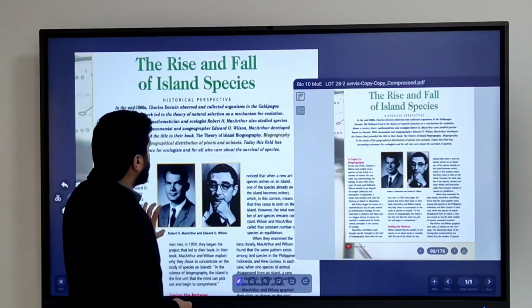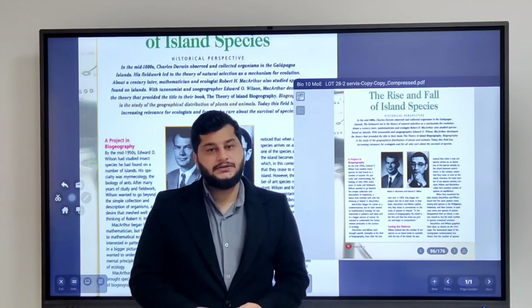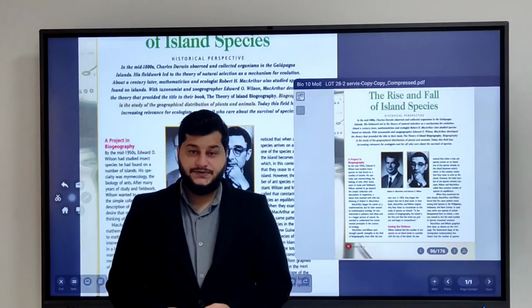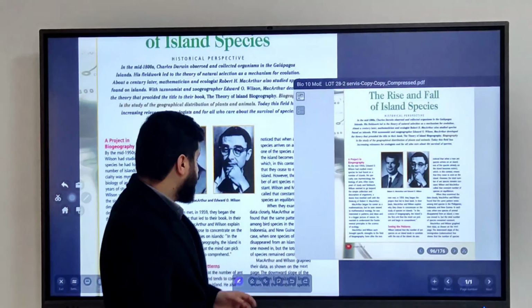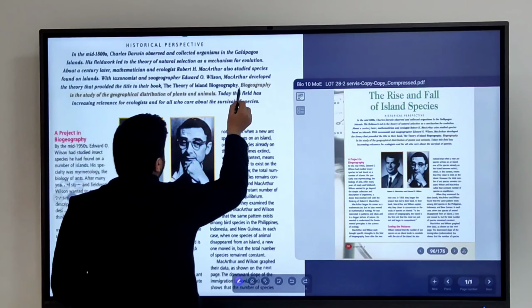The rise and fall of island species speaks about how a new island can come to life and how it can cease to exist, like how the life acts in it. The important thing here is to know the definition of biogeography.